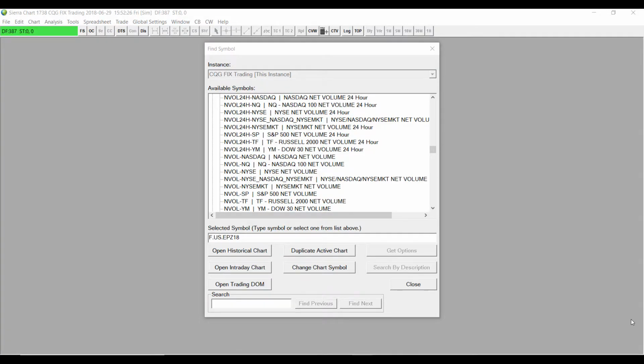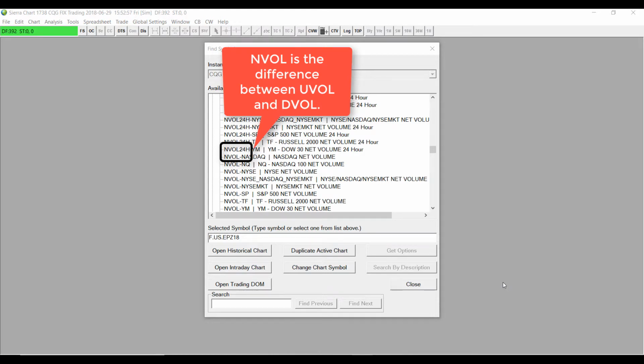Alright, we only have a couple more symbol prefixes left to go over. Next up, we have the N volume. Now, this is a similar situation that we faced before. Again, there are two different variants of the N volume, one being a 24-hour interval and one being based off of the trading day. They both have the same definition. It's just two different time interval variants of the charts that you can open up. That being said, the N volume is the difference between the U volume and the D volume.